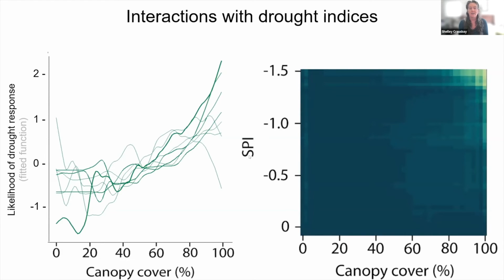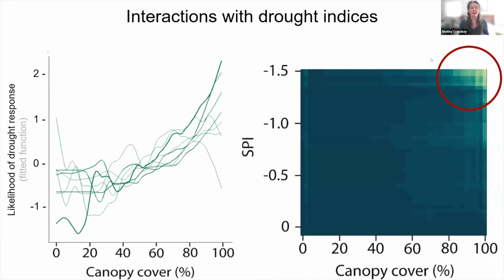In this case, the standardized precipitation index. And here, what we're showing in the bright yellow areas, this is where the likelihood of drought response is really high. So we know it's where canopy cover is high, but it's also where the SPEI is negative, when we're in drought conditions. This is the sweet spot, so to speak, of where we're going to see ecological impacts.